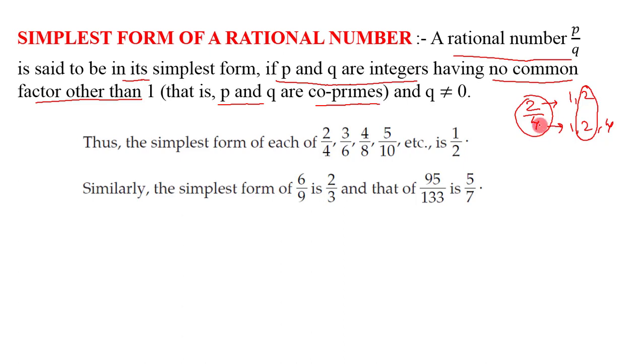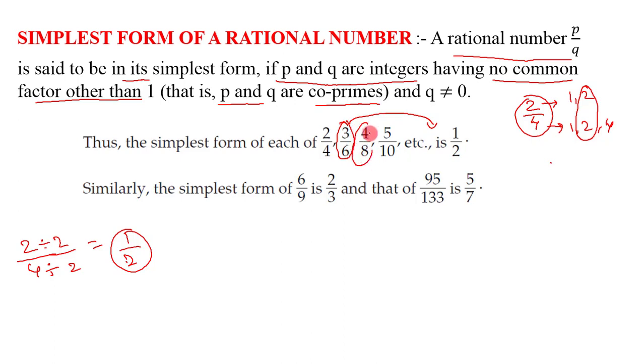Then in order to make it into simplest form, what do we need to do? We need to divide the given rational number by the common factor other than 1. What is the common factor other than 1? That is 2. On dividing, 2 divided by 2 gives quotient 1, and 4 divided by 2 gives quotient 2. So 1 by 2 is the simplest form of 2 by 4. In the same manner, the simplest form of 3 by 6 is also 1 by 2, the simplest form of 4 by 6 is 1 by 2, and the simplest form of 5 by 10 is 1 by 2.